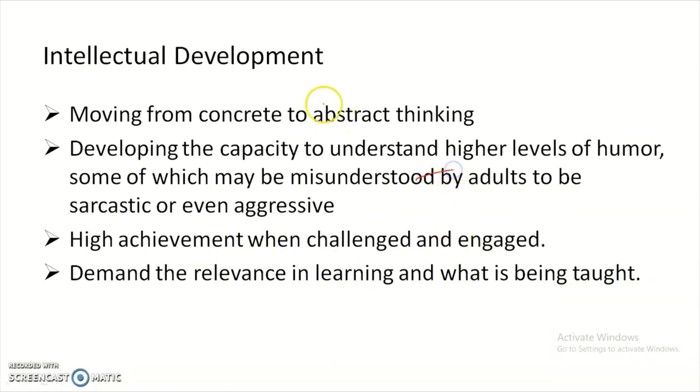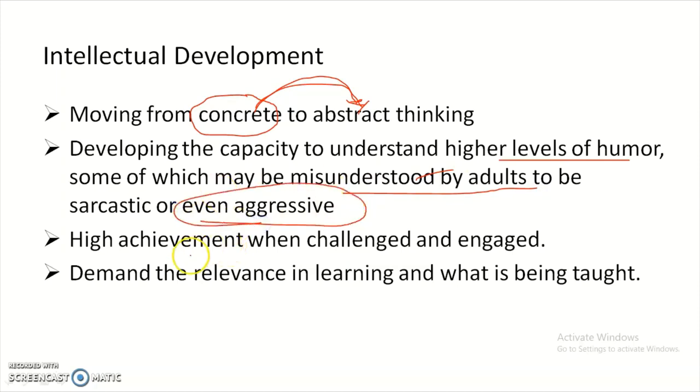And coming to intellectual development, moving from concrete to abstract levels of thinking. Concrete means whatever is in the textbooks, they will fix it. That is a fixed thing. In this adolescent age, they start thinking, okay, why can't it be like that? Why can't it be like this? They develop the capacity to understand higher levels of humor, some of which may be misunderstood by adults as sarcastic and even aggressive, and high achievement when challenged and engaged. If you challenge those adolescent candidates, they will move toward high achievement and demand relevance in learning and in what is being taught. Whatever subject or concept is taught, they will try to learn it.